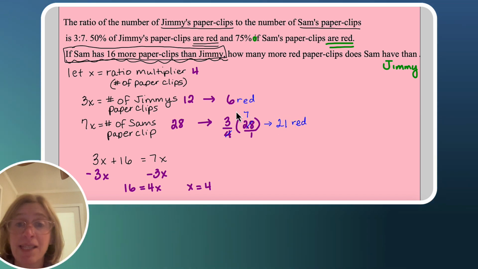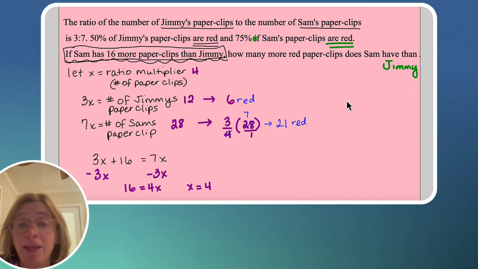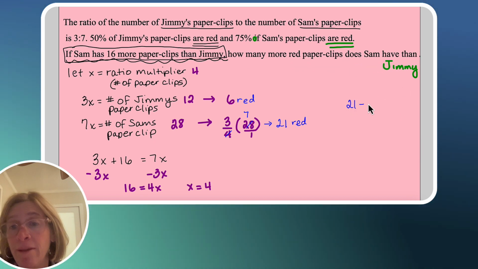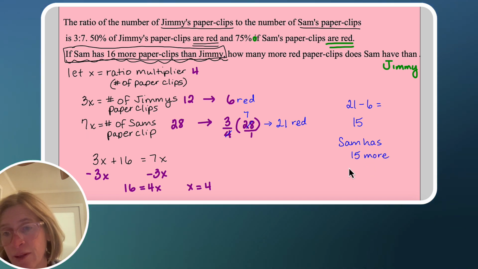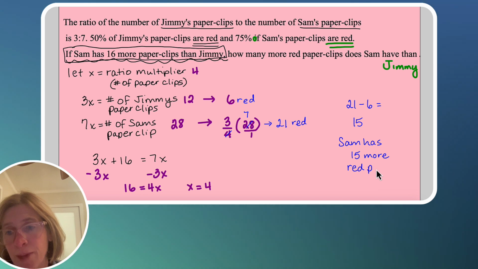The question is asking, how many more red paper clips does Sam have than Jimmy? So I'm going to do 21 minus 6, and it would be 15. So Sam has 15 more red paper clips.